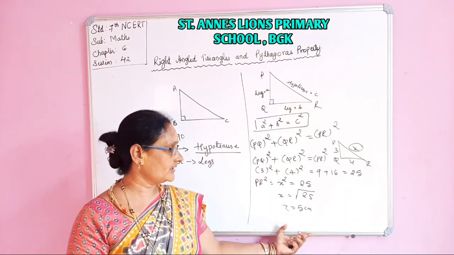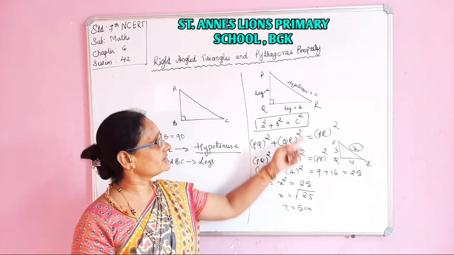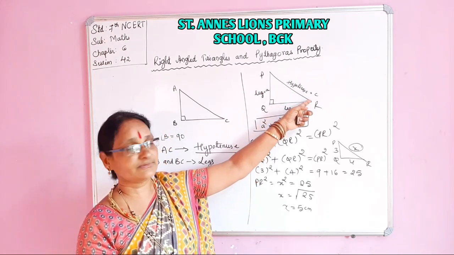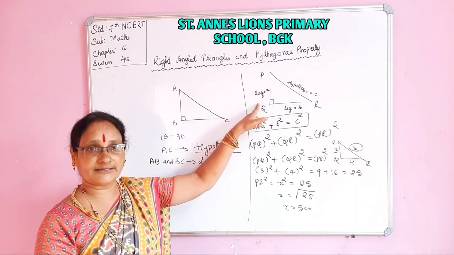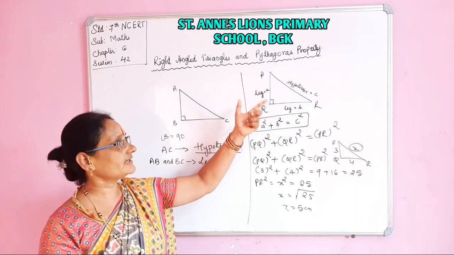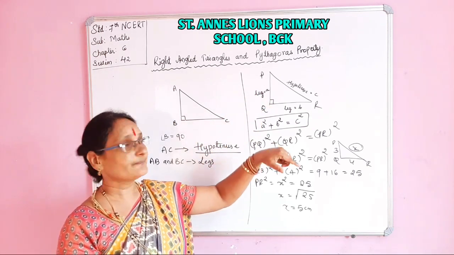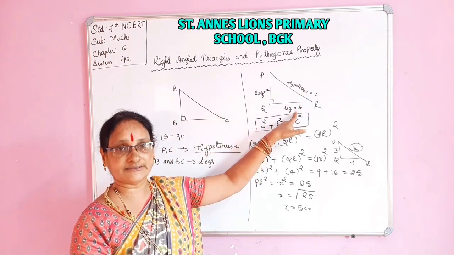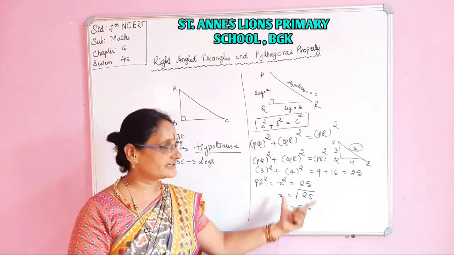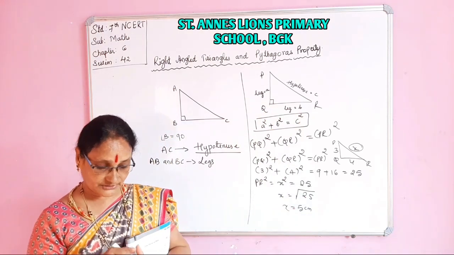The same kind of problems will be given to you to solve. Sometimes you have to find out the hypotenuse, or sometimes one leg and the hypotenuse will be given and you have to find out the other leg. The legs are the other two sides in the right angle triangle. Very easy concept it is. Please go through it and become thorough in this.